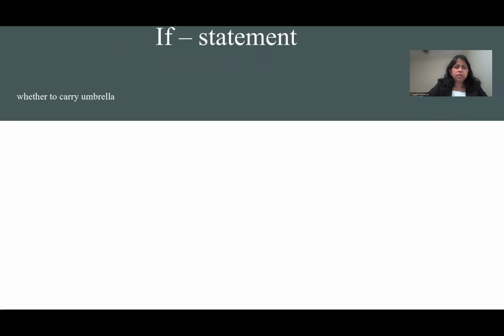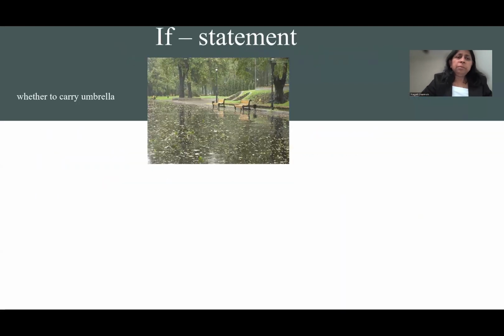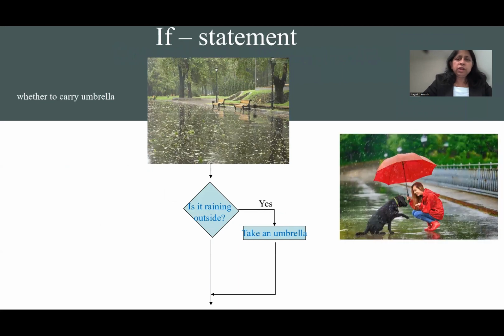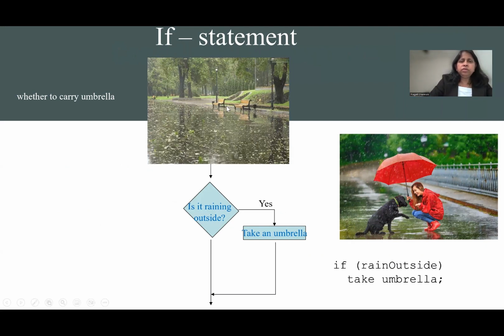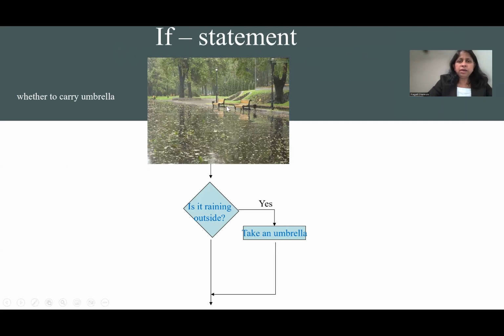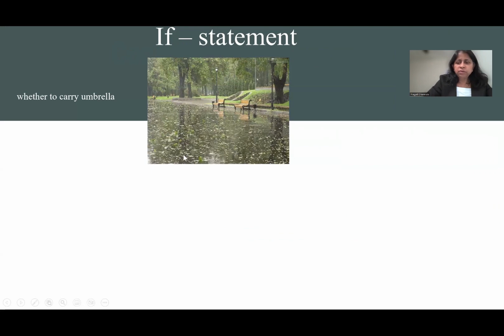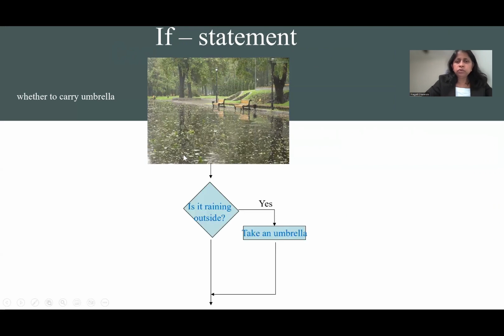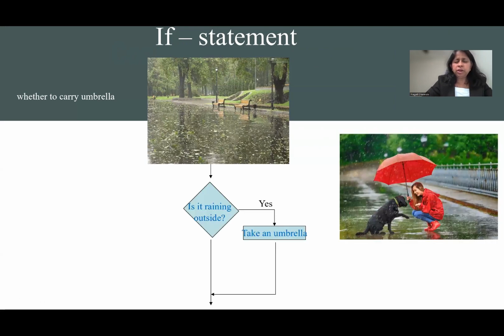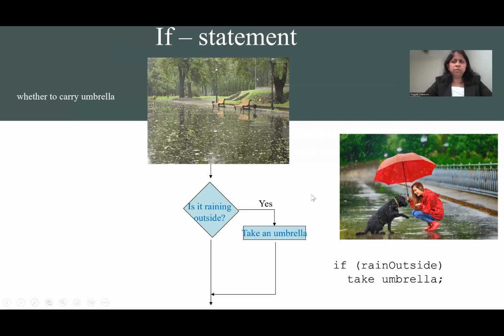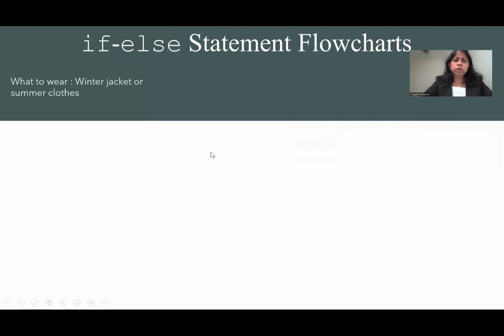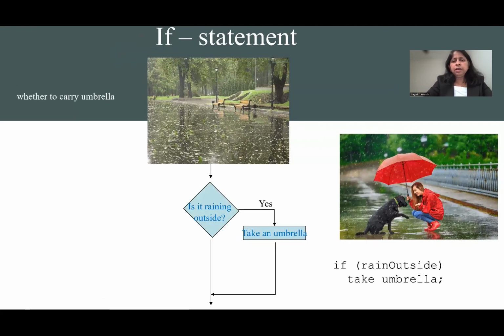So for example, let's say I want to decide whether to take an umbrella or not while going outside. It depends upon whether it is raining outside or not. So if it is raining outside, if the answer to the question is yes, take an umbrella, right? This is a simple if statement, a one-way if statement, wherein we are evaluating only the expression for yes.